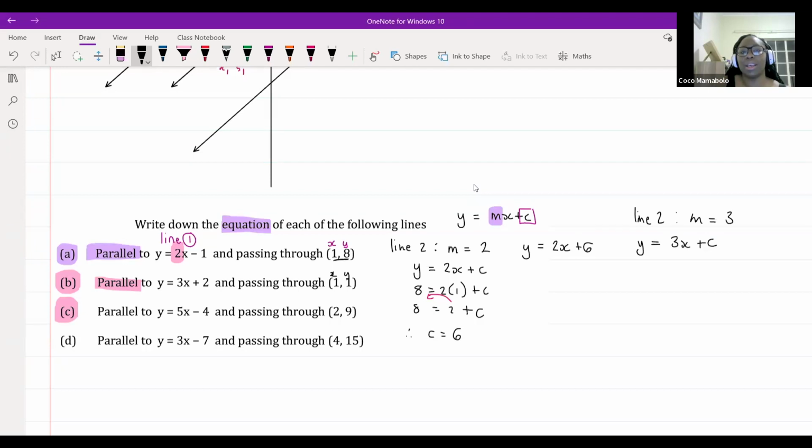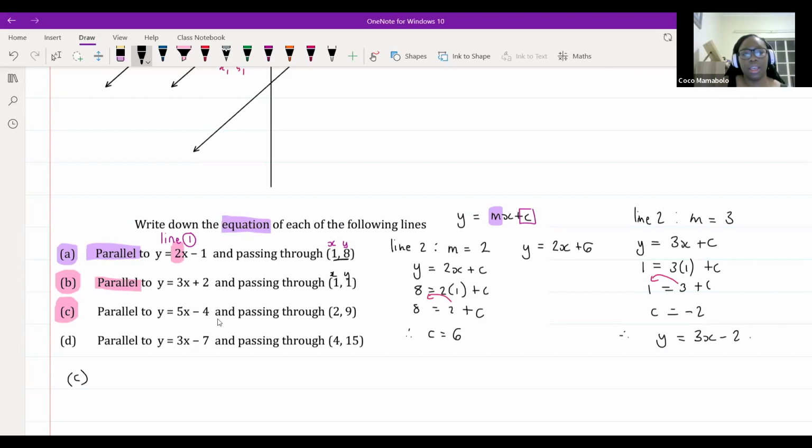Okay, and then I'm going to replace my x and my y with the values that I've got. So I'm going to go 1 is equal to 3 times 1 plus c. That means 1 is equal to 3 plus c. We're going to move the 3 over to the other side, and it's going to become negative 3. So c is then equal to negative 2. 1 minus 3 is negative 2. Therefore, the new equation for the line would read y is equal to 3x minus 2. All right, that's B.